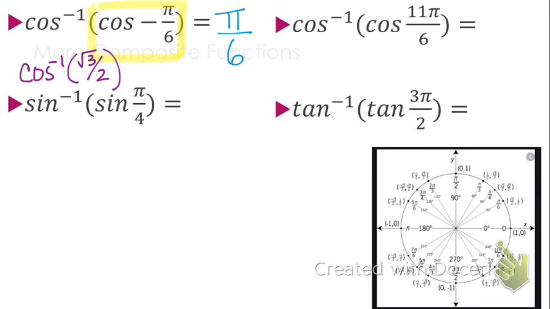All right, let's look at the second one here. First, we're going to find the sine of pi over 4. So sine of pi over 4 is square root of 2 over 2. And now the second question is, looking in quadrants 1 or 4, what angle has that sine value? So I know that it is still going to be pi over 4 because the original angle was within quadrants 1 or 4 to begin with. So that's how I know my final answer is still going to be pi over 4.